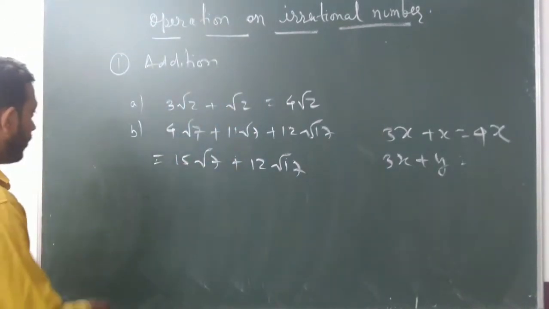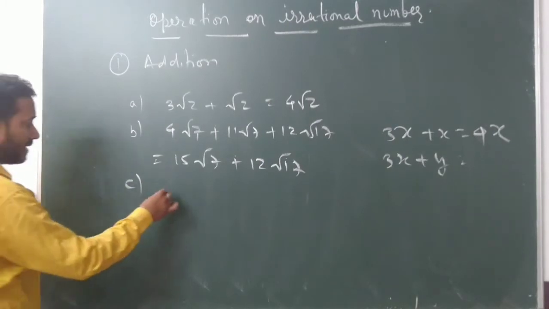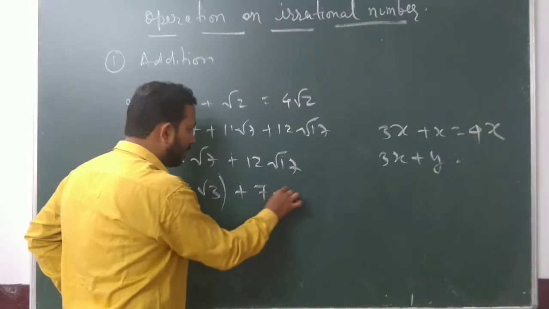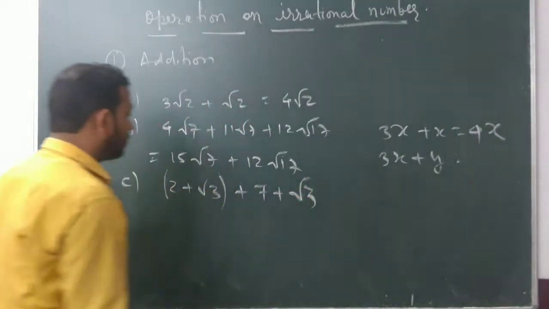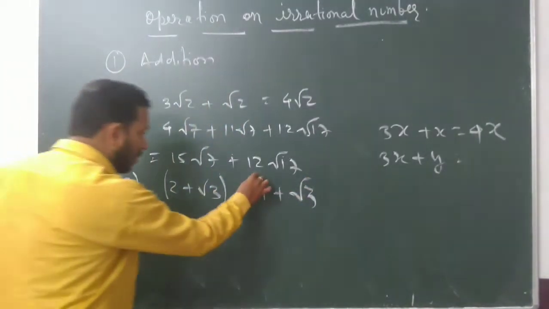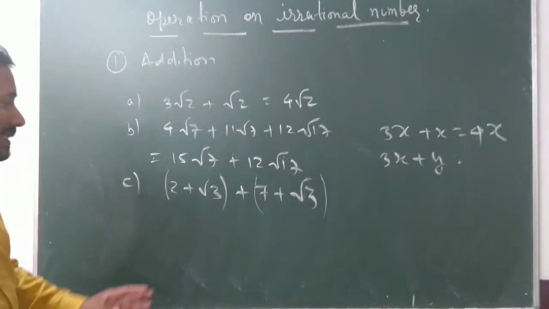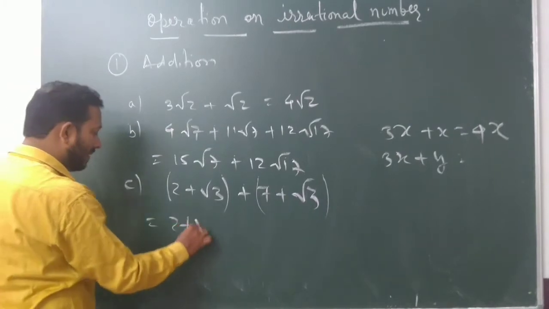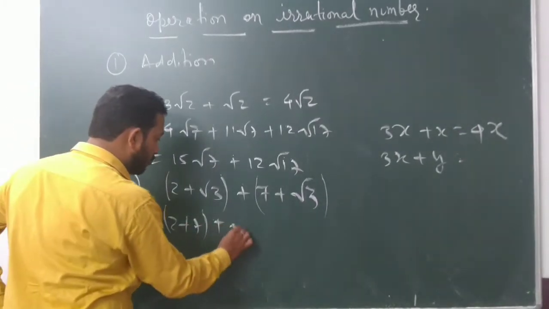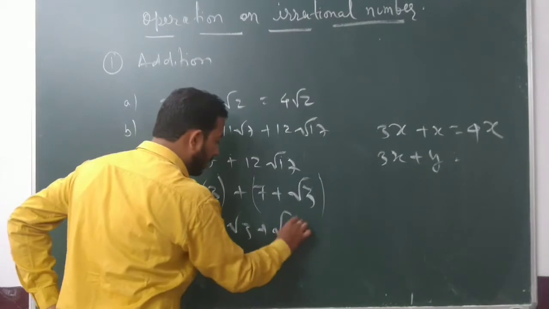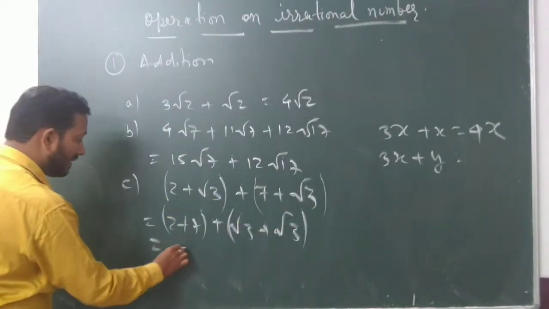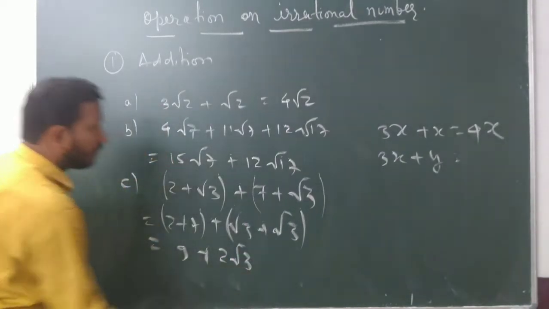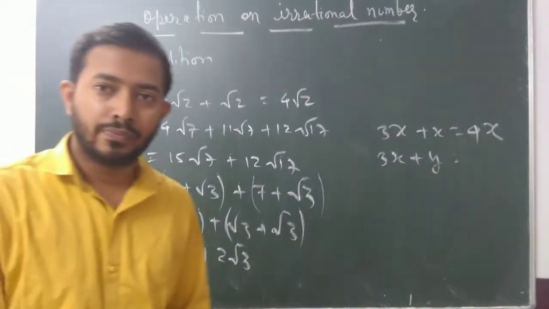Now next, see number one. Check another example. 2 plus root 3. This is one problem. Plus 7 plus root 3. In this case, what we are going to do is take the like parts together. Here you can see 2 plus 7, and here we are getting root 3 plus root 3. That means 2 plus 7 is 9, and 1 root 3 plus 1 root 3 will give you 2 root 3. This way we are going to add.